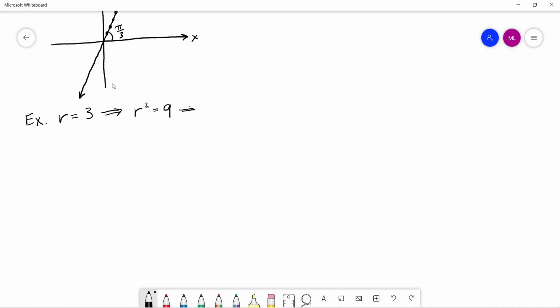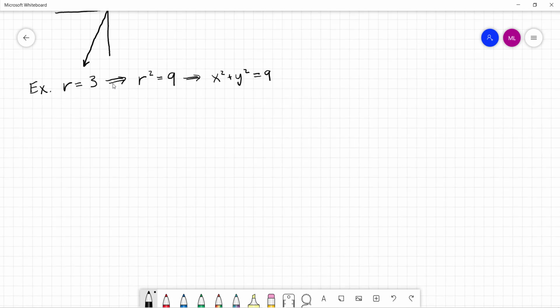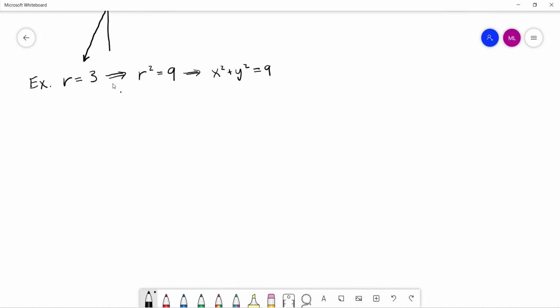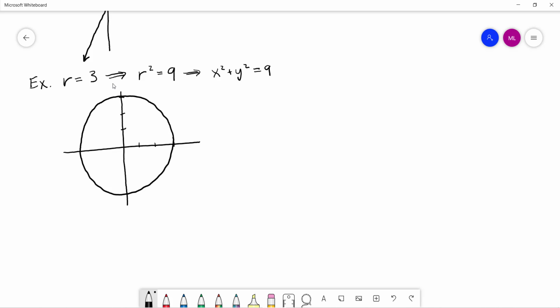But what is r squared equivalent to? r squared was equal to x squared plus y squared. What is that the equation of? That's a circle of radius 3. And again, I'm not going to draw this very well. Circles are for some reason very hard for me to draw on this tablet. But 3, 3, there's my y-axis, my x-axis.